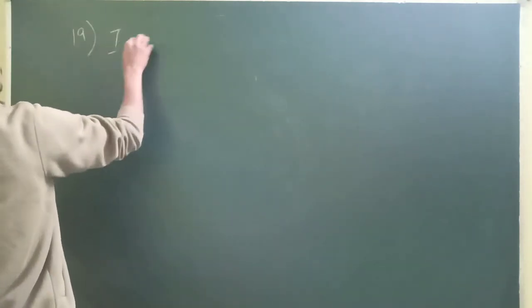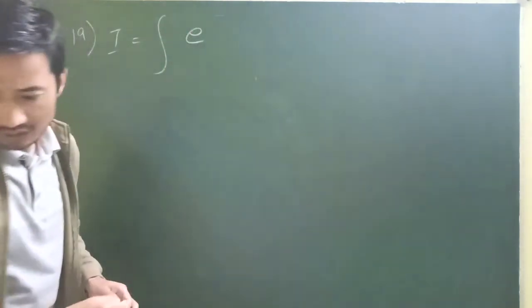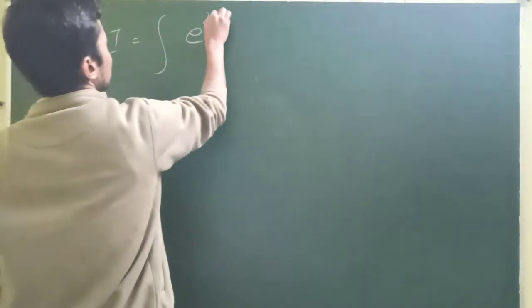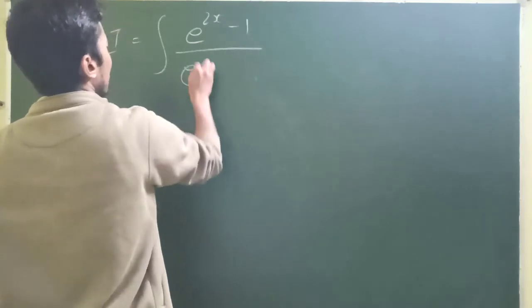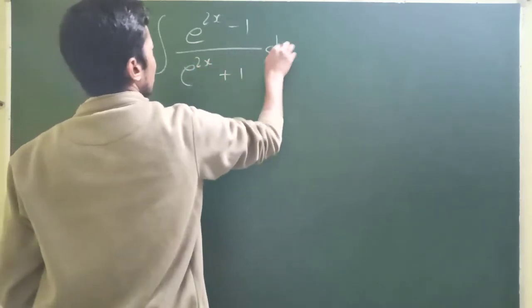Do we have time for one more question? I believe we have, if you're interested. So last question, that is number 19 for this part. The integral of e power 2x minus 1 upon e power 2x plus 1 with respect to x.